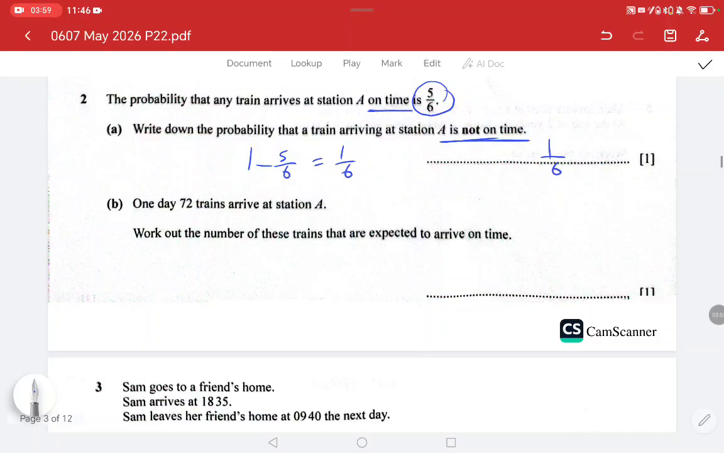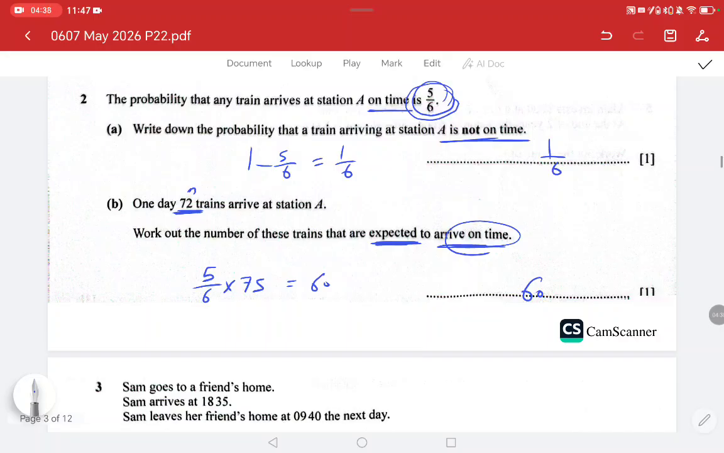Next one, one day 72 trains arrive at station A, so this is n, and work out the number of these trains that are expected to arrive on time. On time, the probability is 5 over 6. So the probability 5 over 6 times the number of trains, 72. This will give us the expected value, which is 60. It's a number, so 60 trains.